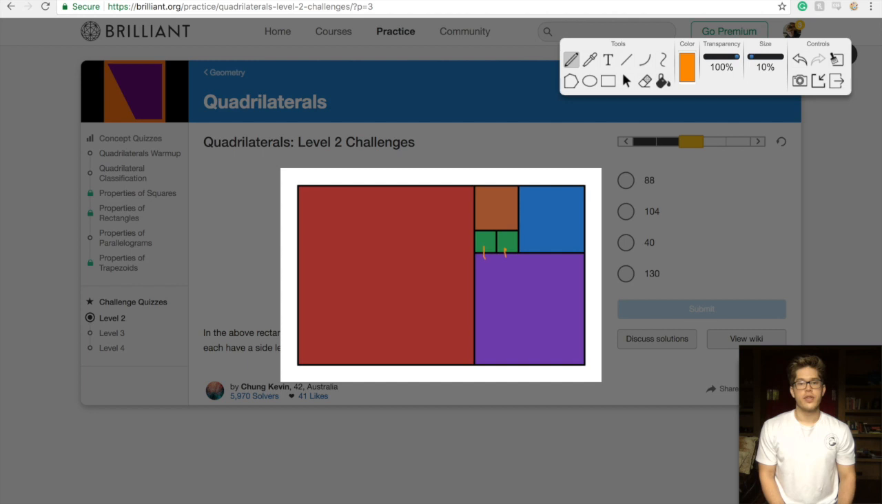So if this is side length 1, then this orange square has side length 2. And this blue square must have side length 3, as 1 plus 2 is 3. And so this purple square must have side length 5, as 2 plus 3 is 5. And so we have 2 plus 1 plus 5 here is 8. So our big red square has side length 8. So what is our final area? Well, we have a height of 8 times a length of what? 8 plus 2 plus 3 is 13.